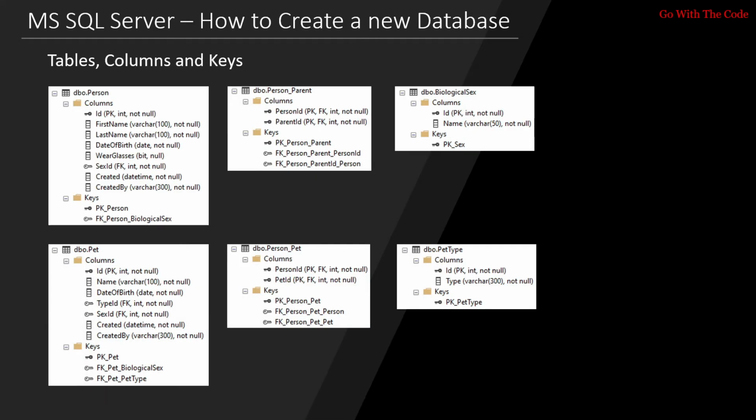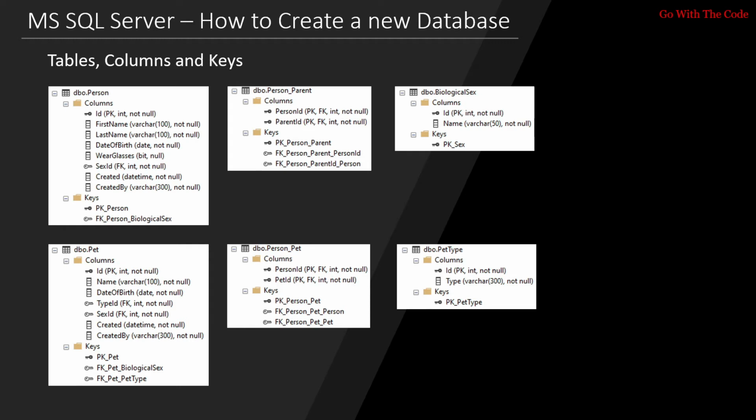Here you can see database table columns and table keys that we create in this video. In the first name column and last name column, we use varchar data type with maximum length of 100. The only column that allows null is a where classes column. All other columns do not allow null value. We will talk about null values in the next video.